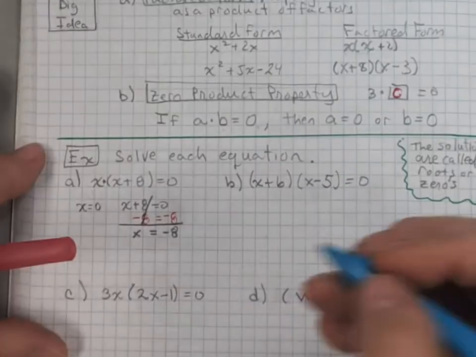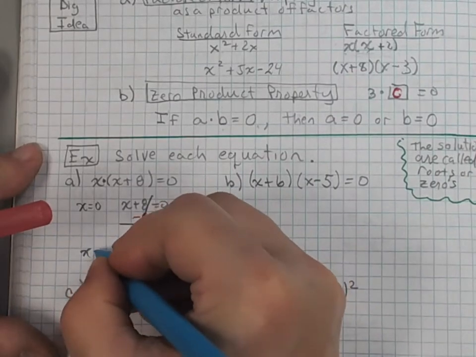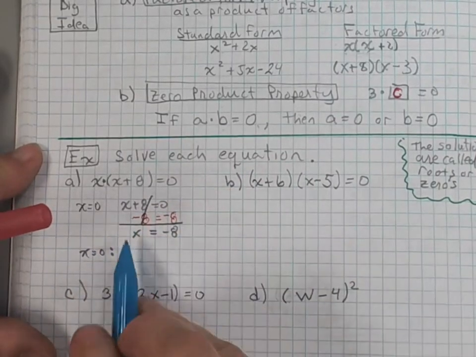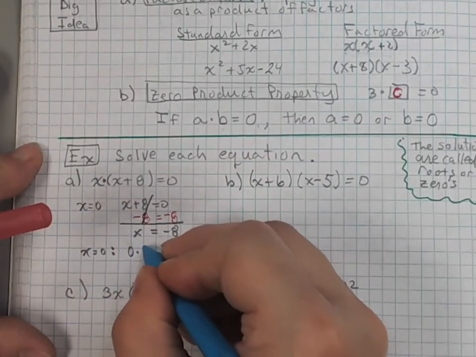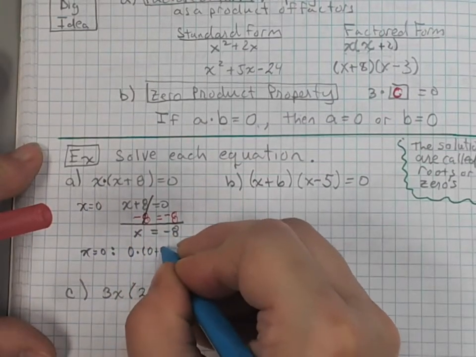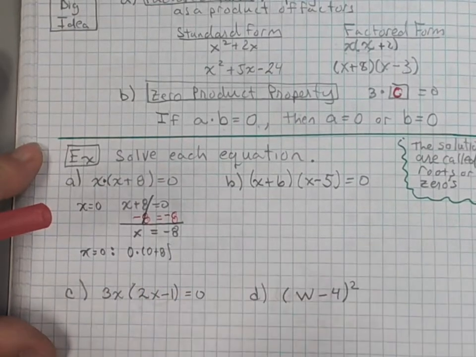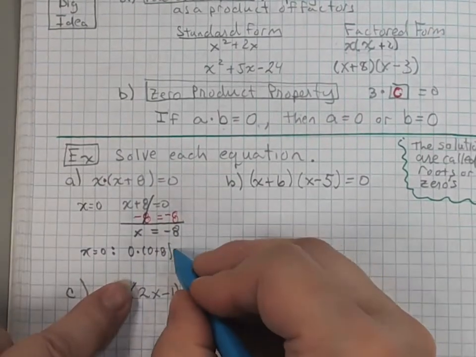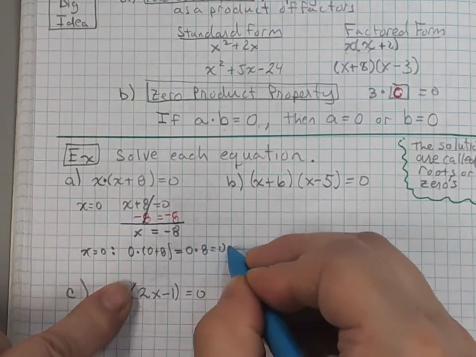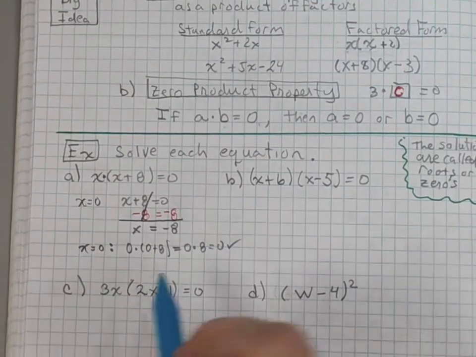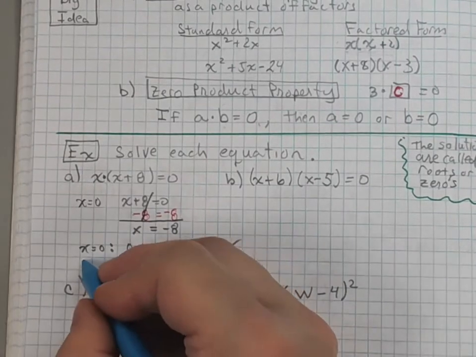If I plug in 0, let's see what happens. So when x is 0, I plug in 0 to the original problem. I get 0 times 0 plus 8. Okay, let's simplify that out. So that's 0 times 8, and that's equal to 0. Check. Now I try the second value, negative 8.